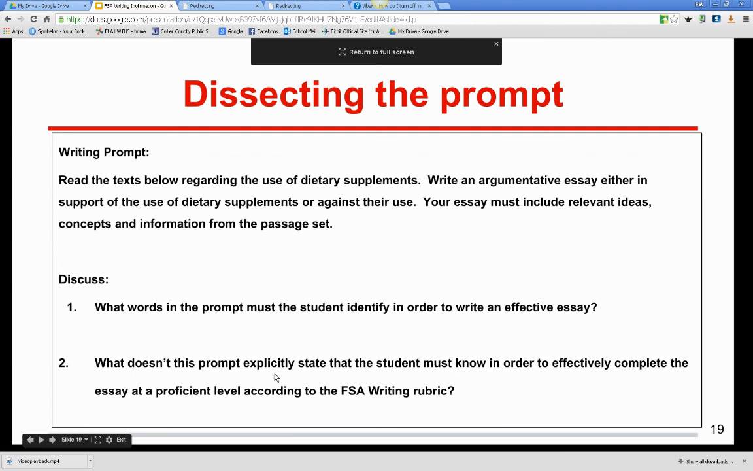What doesn't this prompt explicitly state that the student must know in order to effectively complete the essay at a proficient level according to the FSA writing rubric? So what are the implied things that they need to know? All right, let's go ahead and look at that.